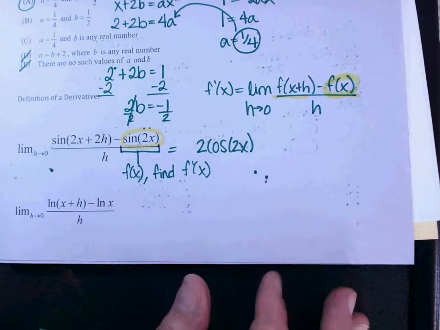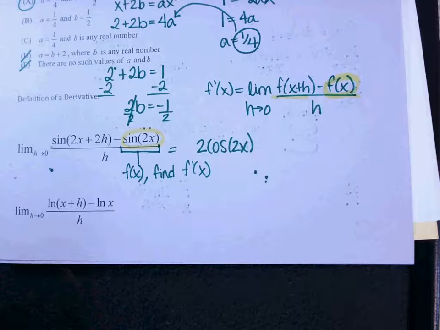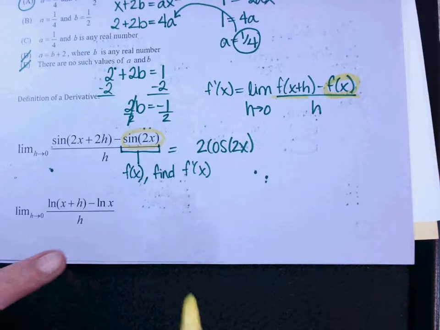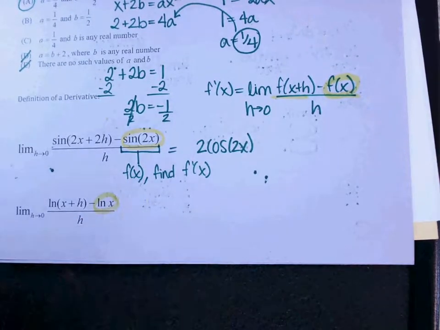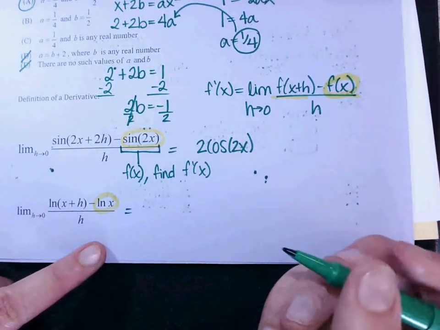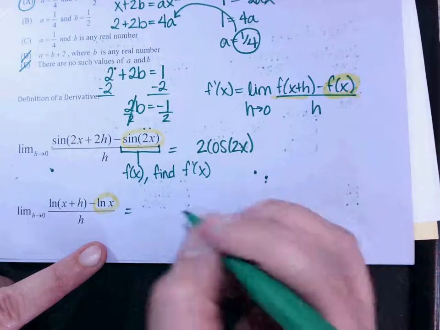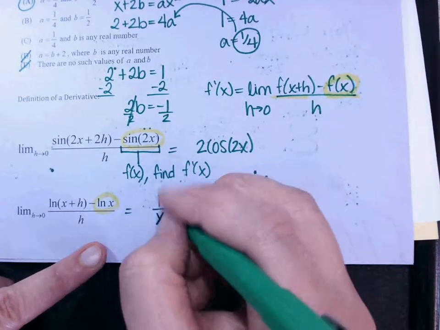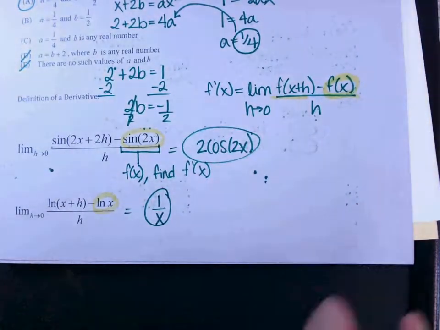So look at the second one. Circle your function. It's your big, long definition. What's the function, Nani? ln x. And then what do I have to do with ln x? Find the derivative. What's the derivative of ln x? 1 over x. Yep. Good.